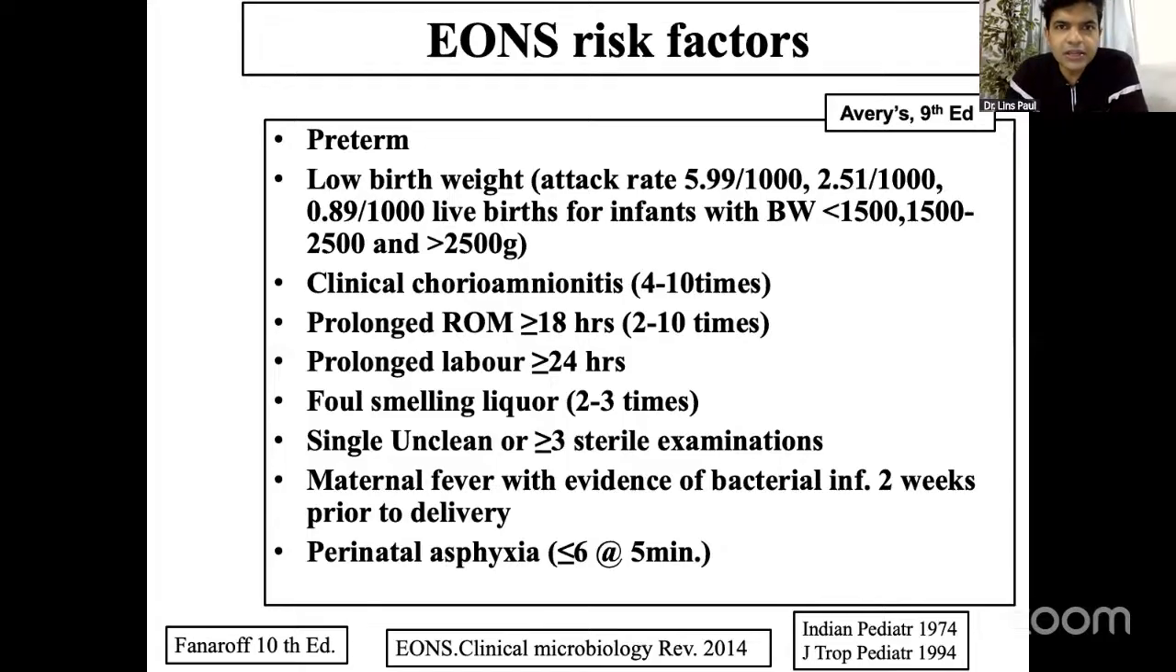We will first discuss the risk factors for early onset sepsis. The most important risk factor is definitely prematurity and low birth weight, that is any baby less than 37 weeks and with a birth weight of less than 2.5 kg, especially a VLBW or ELBW baby. The other risk factor is clinical chorioamnionitis. There is no need for the presence of histological chorioamnionitis. Clinical chorioamnionitis is an important risk factor for early onset neonatal sepsis.